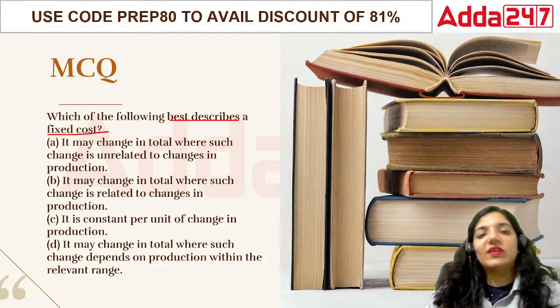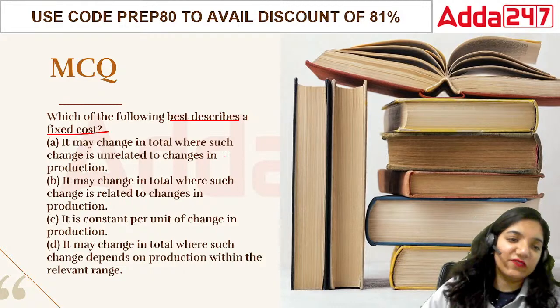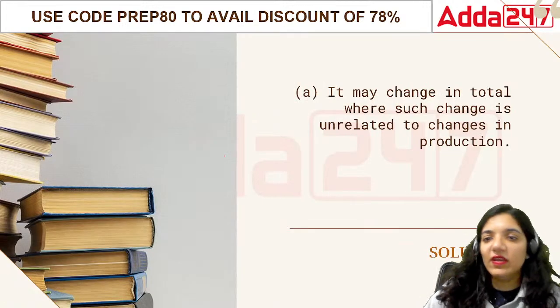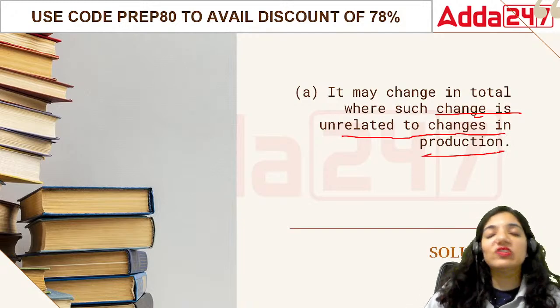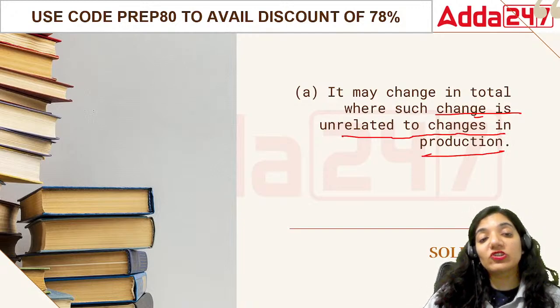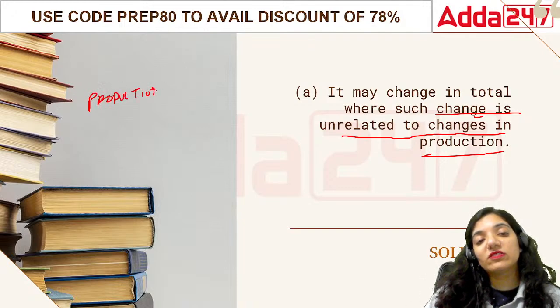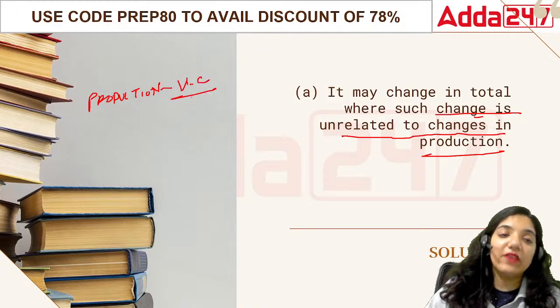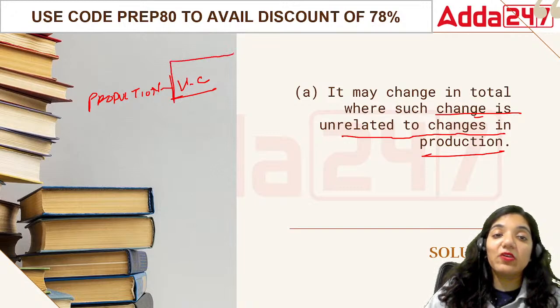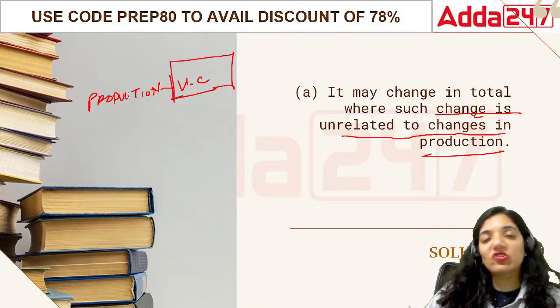Okay. Now let's look at the answer. It may describe the fixed cost. Fixed cost may change in total where the change is unrelated to the changes in production. Sometimes the changes are not related to the production. Production varies because of variable cost. Production will have an impact on the variable cost, but the fixed cost remains the same.